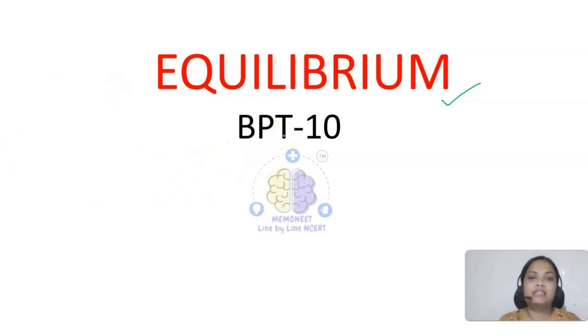So in the last session of equilibrium, we discussed the equilibrium law, equilibrium constant, and the main concept of equilibrium, that is the introduction and everything. Then we discussed the law of equilibrium, equilibrium constant, how to calculate it, and the relation between Kc and Kp. All of that we covered in the last lecture.